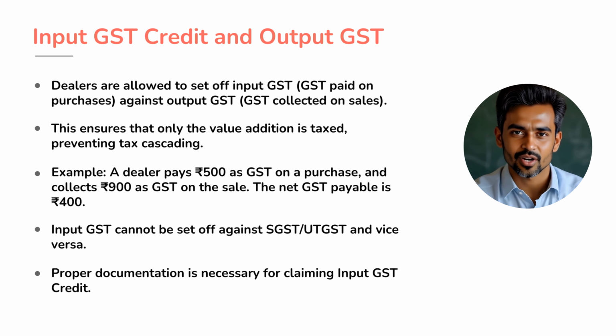Here's the interesting part: businesses don't just collect GST for the government. They get a credit for the Input GST they paid earlier. This means businesses can set off the tax they've already paid against the tax they collect on their sales. So, if a business pays 500 rupees in GST on a purchase and collects 900 rupees on a sale, they only need to pay the difference of 400 rupees to the government. This reduces the cascading effect of taxes.